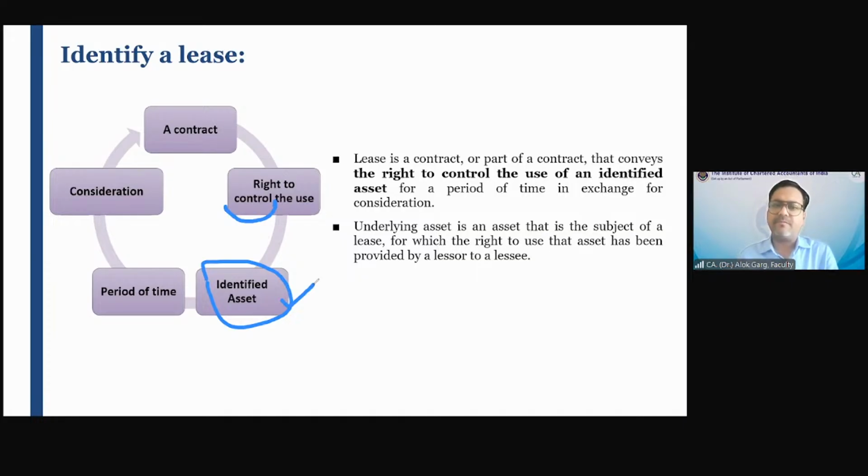Now, what is the difference between right to use and right to control the use? What is the difference between these two words? So let's say Prashant came to me. Recently, I bought my new Skoda car. Prashant came to me and he asked, "Sir, I want your Skoda car for 3 days." I said, "Okay." I hand over my keys to Prashant.